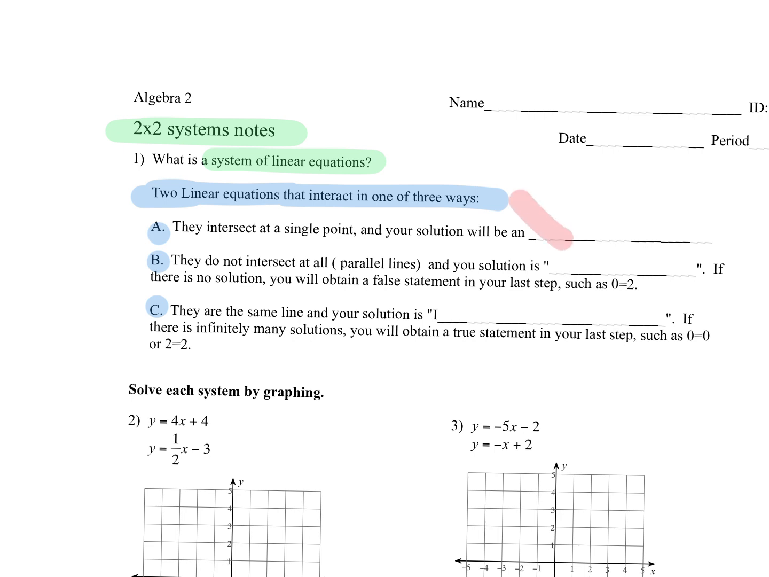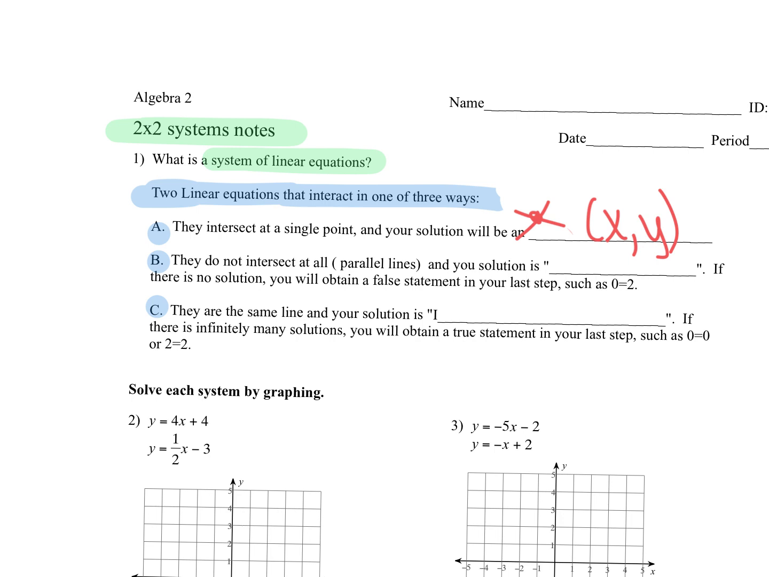So if you have line, line, like that, they are going to intersect at a single point. And in that case, your solution will be an ordered pair (x, y), wherever they cross.